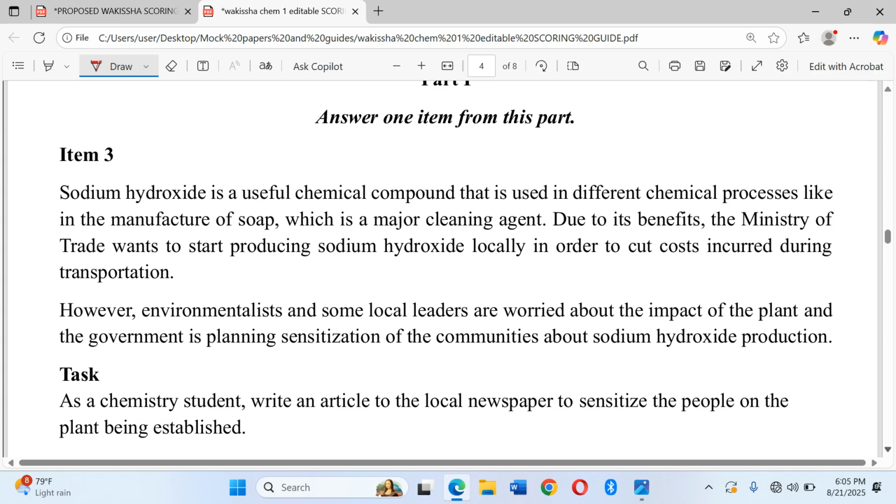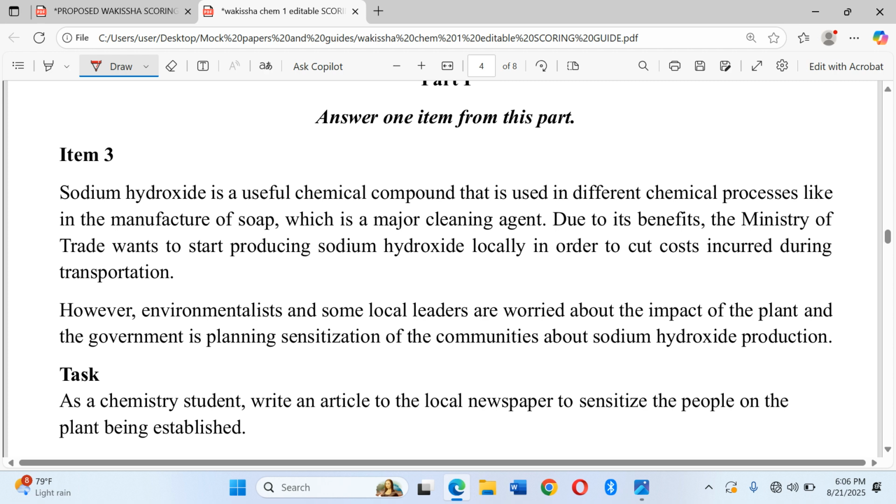So what do we need to do? We need to read the scenario very well, and then we identify the product that we are producing. Which product, which industrial process are we talking about? So that you don't manufacture what is not asked in the question. Let's go through this scenario, and then we identify the product that is being talked about here.